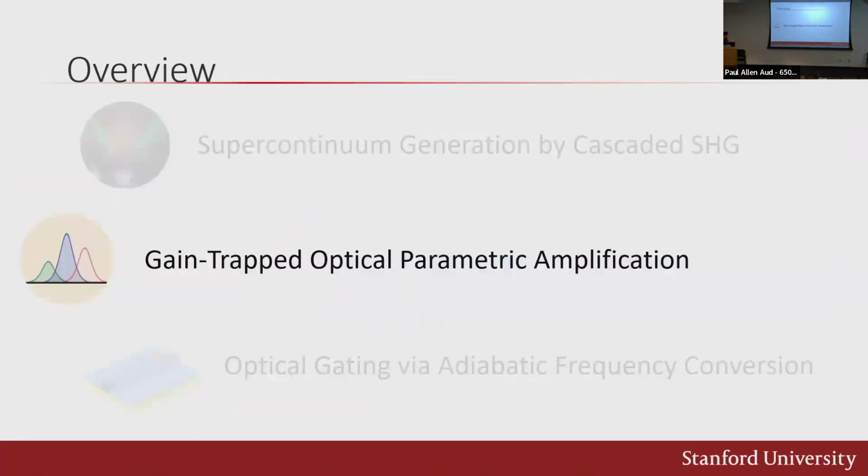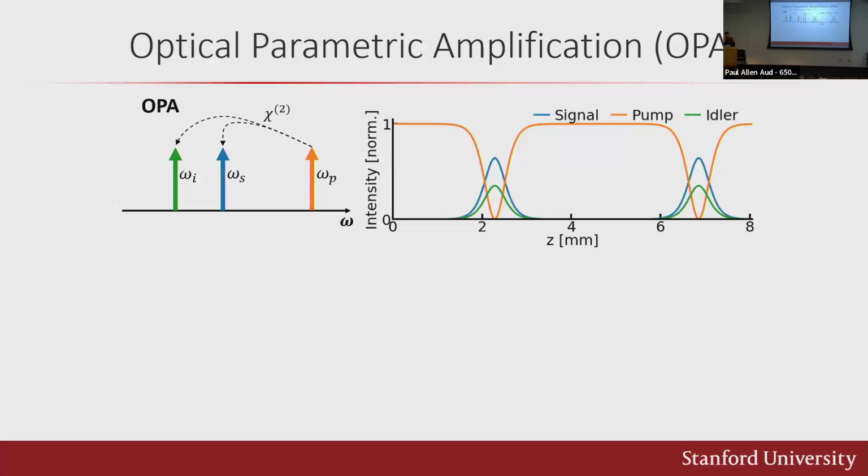So now I'm going to tell you about our gain-trapped optical parametric amplifier. The idea behind this device is we want to make a very efficient and robust amplifier on the chip that is somewhat insensitive to the light that we put into it.